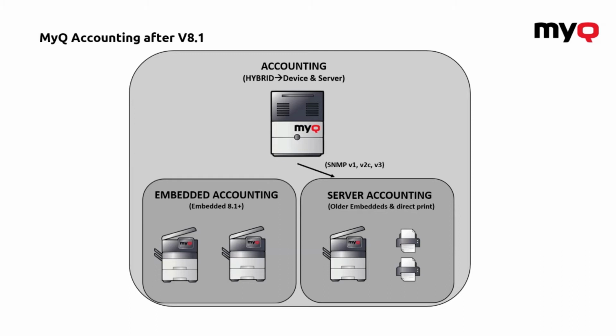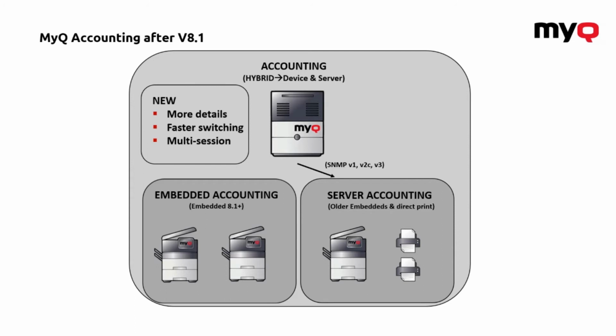That might be a question: what happens if I'm using direct print on the embedded with the new version 8.1? In such a case, even the direct print is accounted through the new user session, and you've got much more details about that. So the main difference between the old and new is that with the new user session, you've got much more details. It's much faster switching between the statuses of the machine, and most important, you've got the option of multi-session.